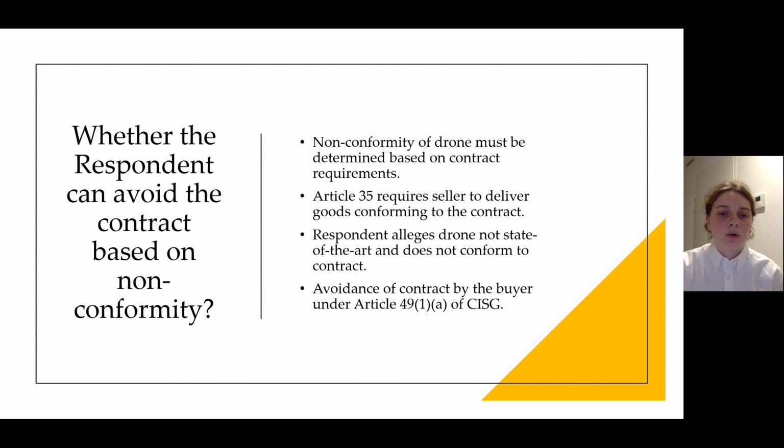In the present case, the respondent alleges that the drone delivered by the claimant is not state-of-the-art, as required by the tender and contracts, and therefore does not conform to the contracts. Indeed, the drone model G2010 cannot be considered state-of-the-art in light of the fact that the claimant has released a newer model, 2020, just a few months after the conclusion of the contract. The claimant knew that a newer model was to be released soon, but decided to sell an older model to the respondent. This could be considered a breach of the contract, and the respondent may avoid the contract under Article 49(1)(a) of the CISG. In conclusion, it appears that the respondent may have a strong case for avoiding the contract based on nonconformity.